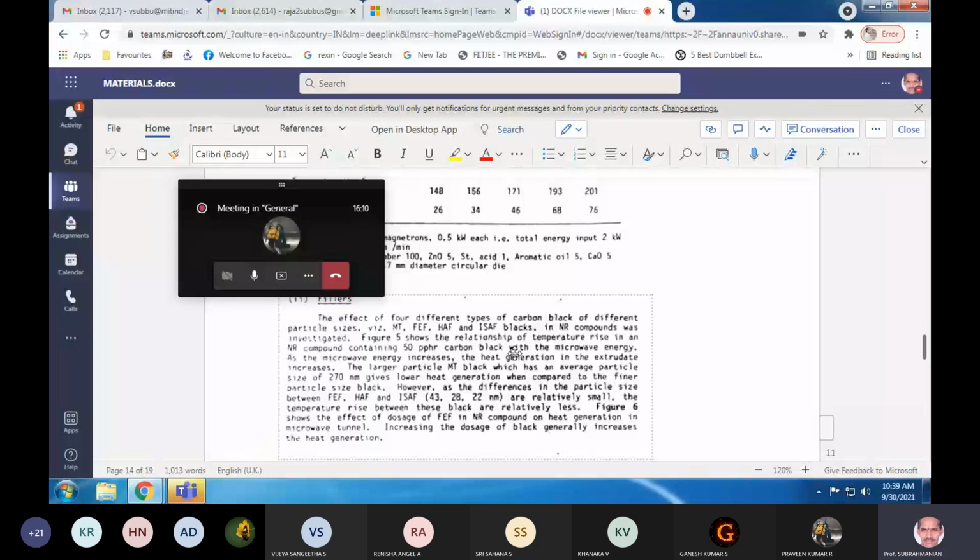So you may have studied in rubber materials, carbon black particle size is responsible for the reinforcement. Particle size combined with the structure. FEF is the most preferred filler that combines processing as well as the mechanical properties. Processing and mechanical properties, FEF.